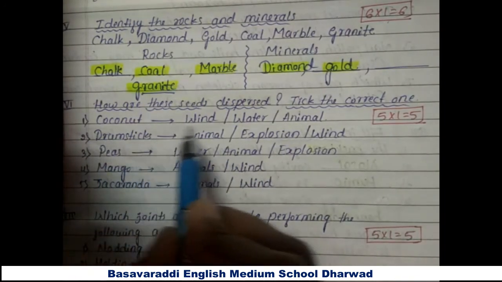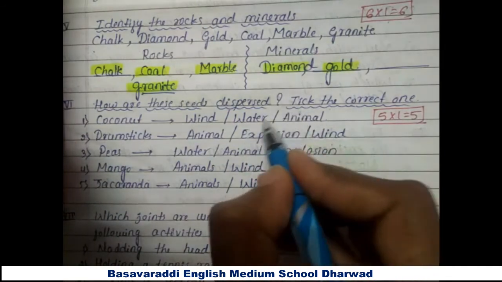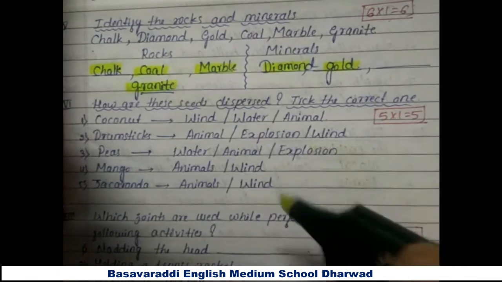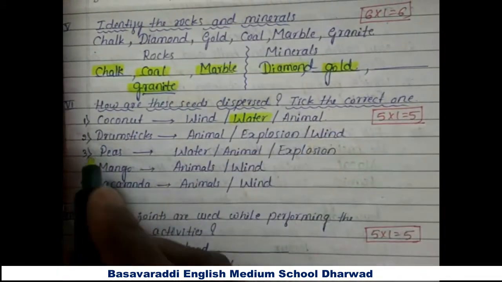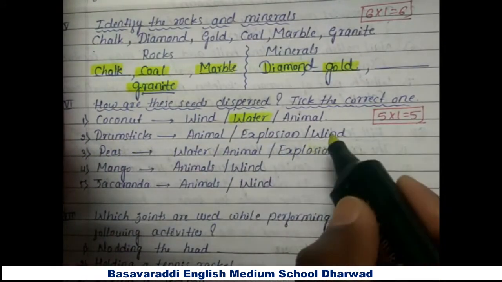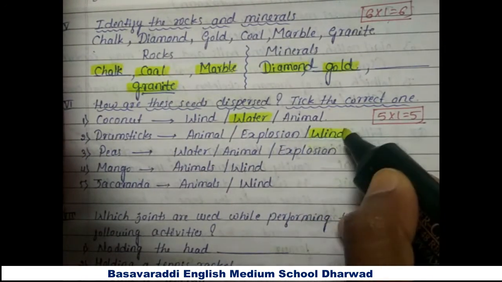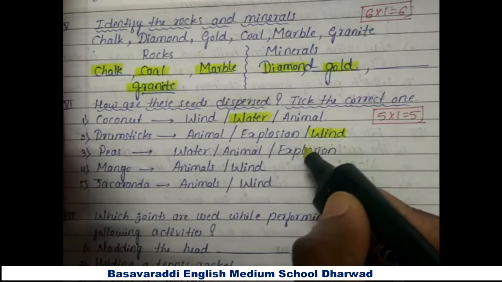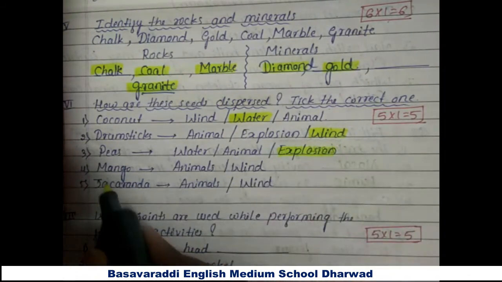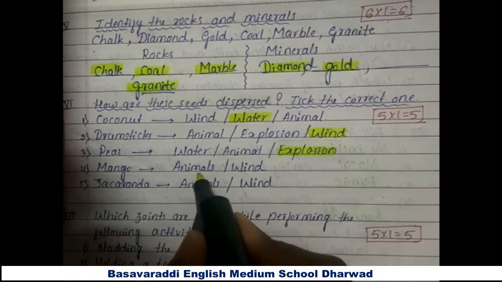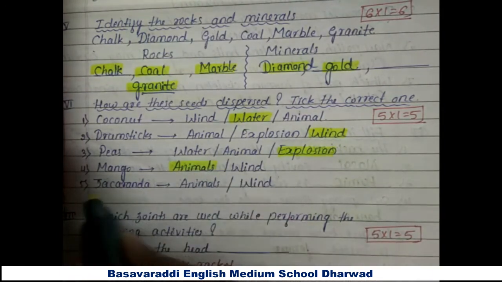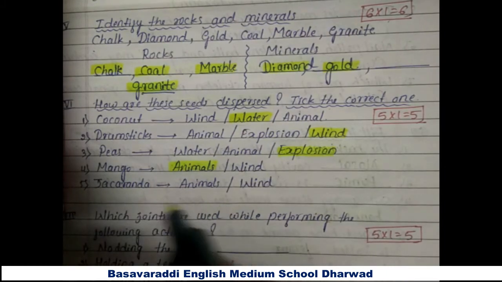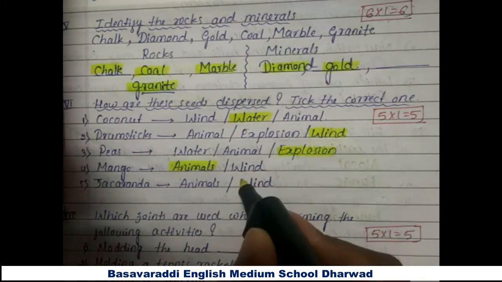The coconut is dispersed by water. The drumsticks is dispersed by wind. The peas, these are dispersed by explosion. Mango is dispersed by animals. The 5th one, jacaranda, is dispersed by wind.